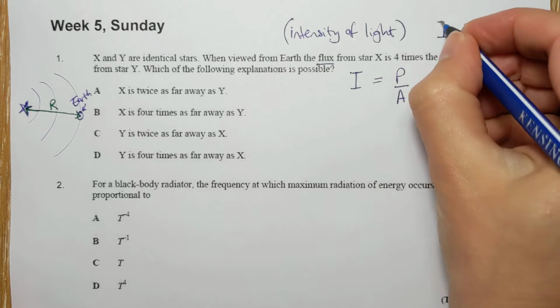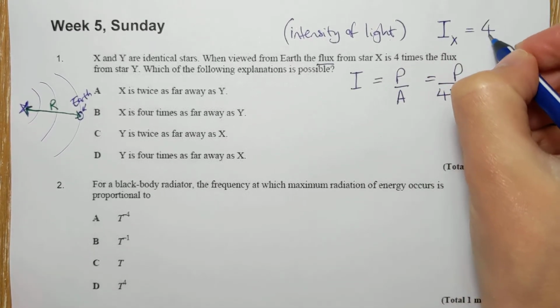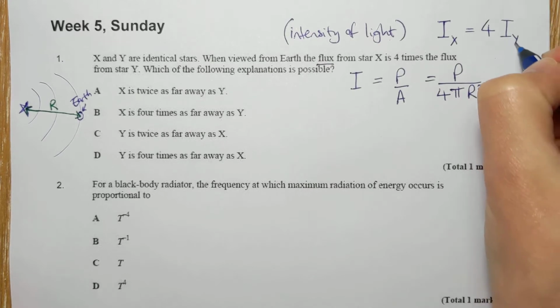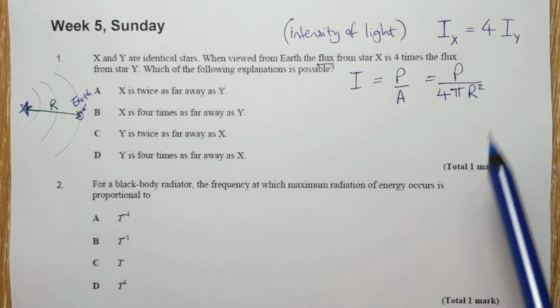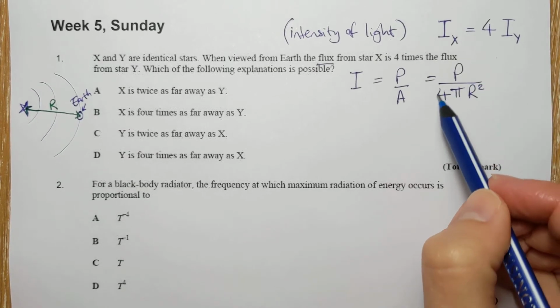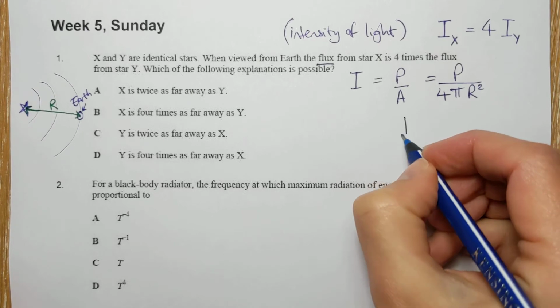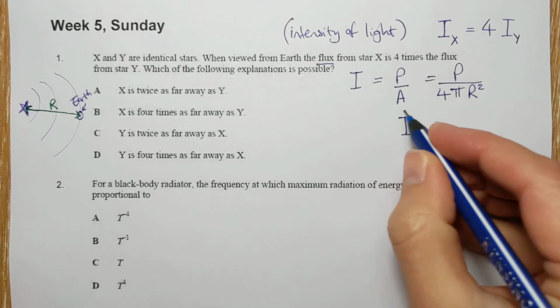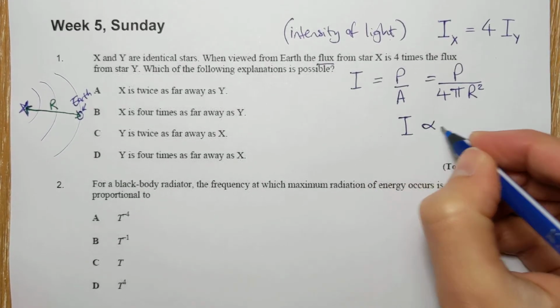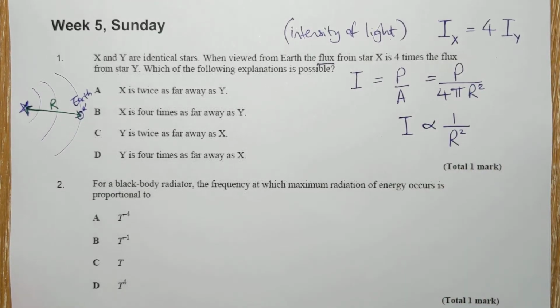I'm going to stick with I's because that's what I'm used to. So the intensity from X is 4 times the intensity from Y. Okay, if the powers are the same, then we've also obviously got 4 and pi, they're not changing. And so that means that for our two stars, their intensity is directly proportional to 1 over r squared.